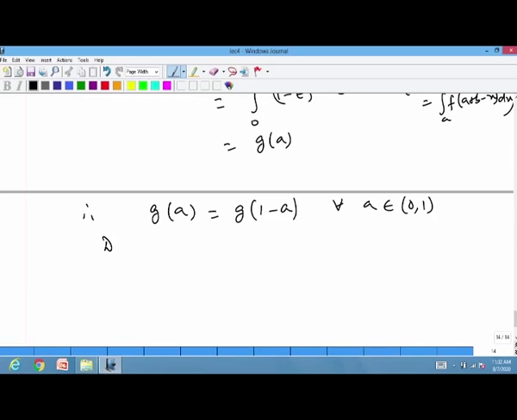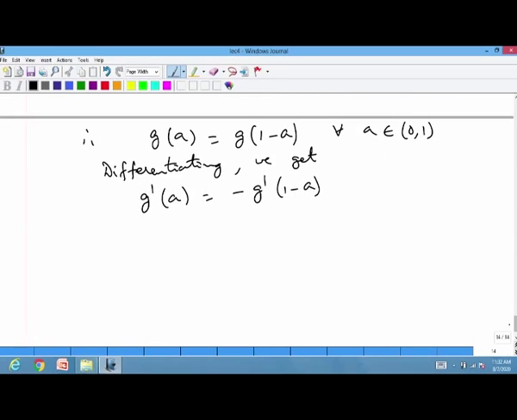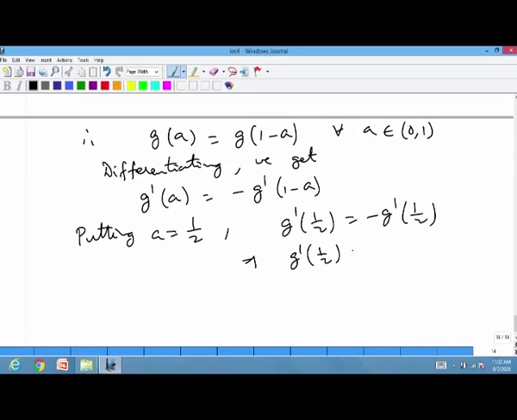So, by differentiating we get g prime of a is equal to minus g prime at 1 minus a. Now, we can put a equal to half, we get g prime of half is equal to minus g prime of half. This implies g prime of half must be 0. So, the value of g prime of half is equal to 0.